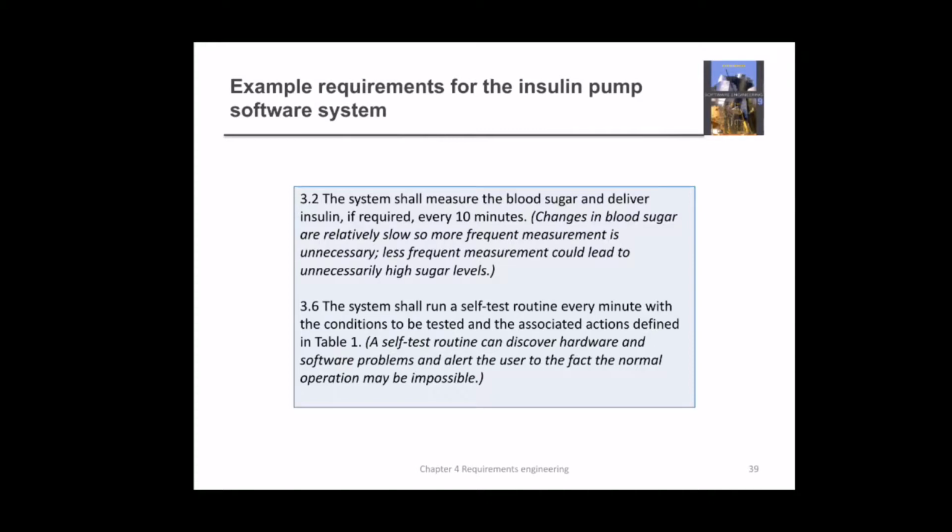Then we have another requirement, right? What is that? The system shall run a self-test routine every minute with the conditions to be tested and the associated actions defined in table A. We will see regarding the table A later. Here, what the system has to do is check whether all the functions are working properly.